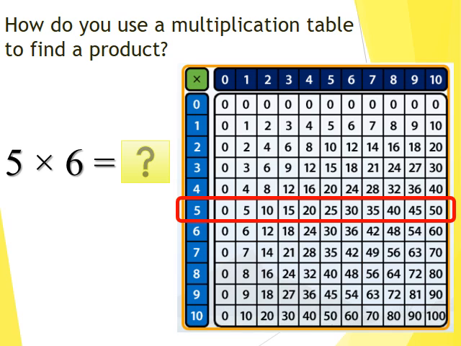So now let's find column 6. The intersection of row 5 and column 6 is the product. This occurs at 30. So the unknown product is 30. 5 times 6 equals 30.